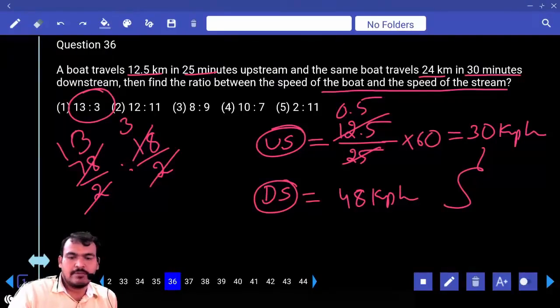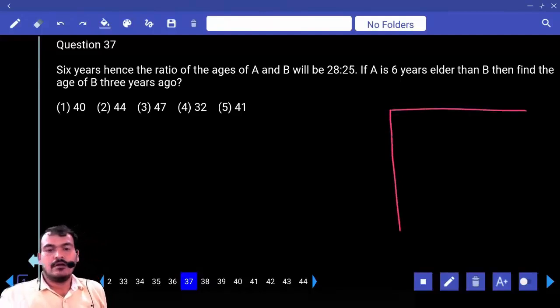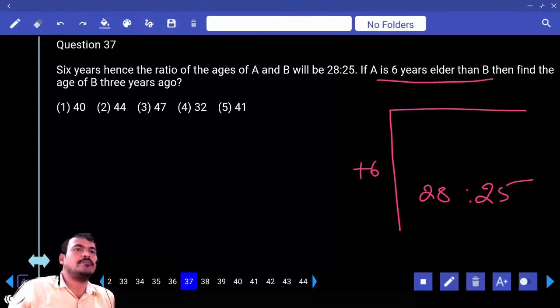Next, question number 37. 6 years hence, the ratio of the ages of A and B will be 28 is to 25. A is 6 years elder than B. Find the age of B 3 years ago. After 6 years the ratio is 28 is to 25. The difference between their ages is 6 years, and the difference between two persons' ages is always the same, whether past, present or future. The difference is 3 parts, which is 6 years, so 1 part is 2 years.